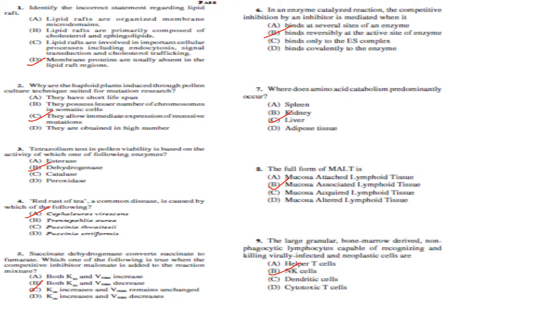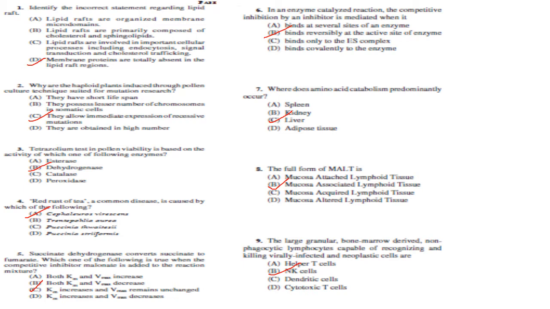Coming to the first question, identify the incorrect statement regarding lipid rafts. Lipid rafts are enriched in a class of integral membrane proteins, and these are anchored to the membrane by two covalently attached long chain saturated fatty acids and glycosyl phosphatidyl inositol. So the incorrect statement here is that membrane proteins are totally absent in the lipid raft region.